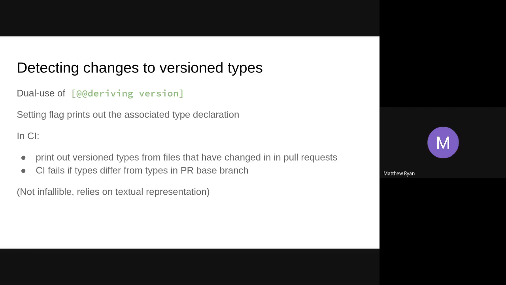In order to keep track of our types so that we don't inadvertently change them, we have a version of the deriving version PPX that outputs all of the version types in a project. We run this on our CI system, and it prints out all of the version types and compares them from the source branch to the destination branch. Any existing types should not change. The CI will fail if they have.